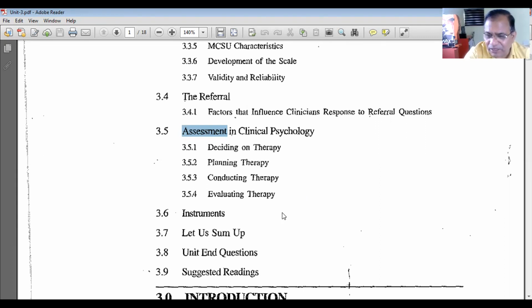Then evaluation of a therapy is done, money is taken. So whether the client has received something out of your therapy. Psychologist has already received the money. So client has to evaluate whether the money paid is appropriate as per the relief or not. And the clinician has to evaluate whether the therapy given, the client is improving or not.